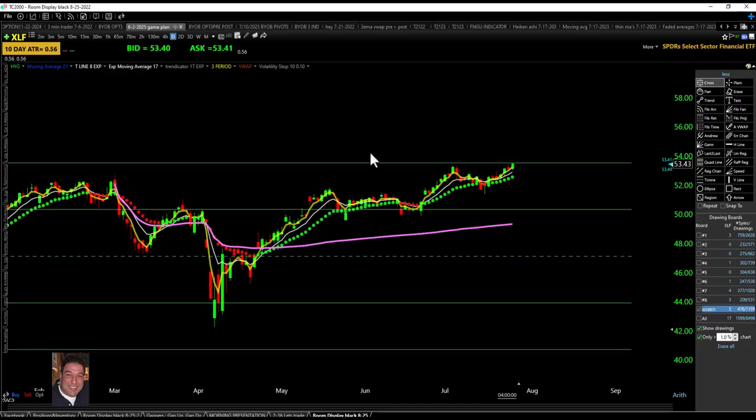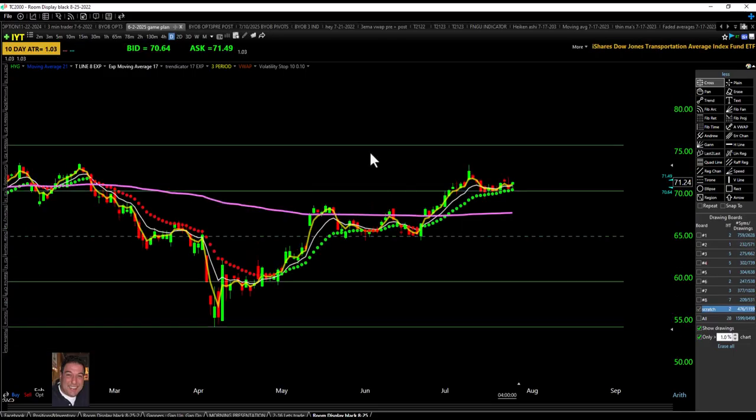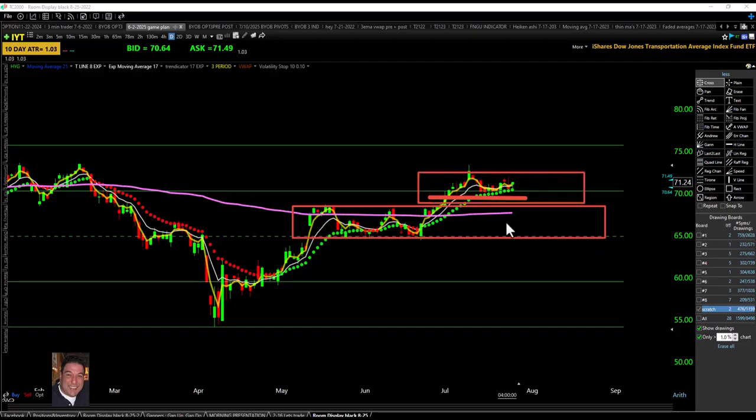Let's take a look at IYT. IYT is up here in the upper third. So that's bullish. And you can see we've got consolidation over prior consolidation. See that? It's consolidated here, and now we get consolidation over that. That's bullish. That's a bullish environment. That's a bullish outlook. That's a bullish characteristic.